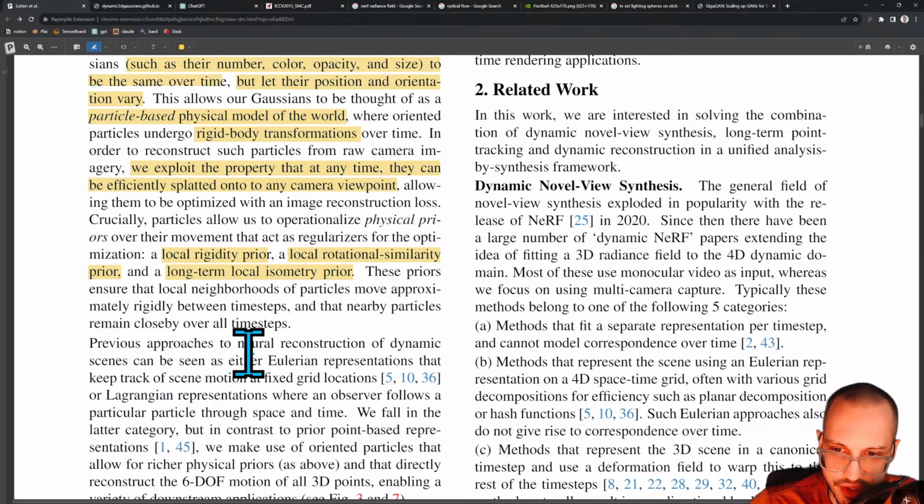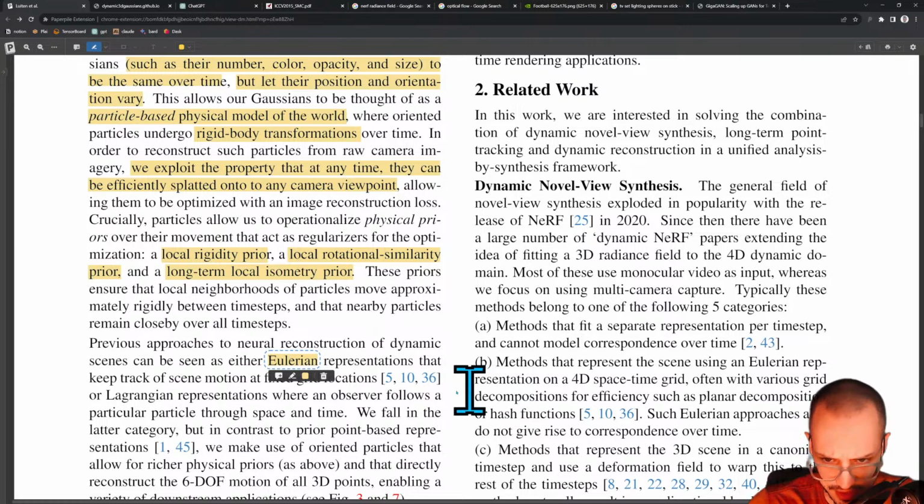Okay, previous approaches to neural reconstruction of dynamic scenes can be seen as either Eulerian representations. So Euler space, right, is just the grid that we live in, right? Keep track of scene motion at fixed grid locations, or Lagrangian representations, where an observer follows a particular particle through space and time.